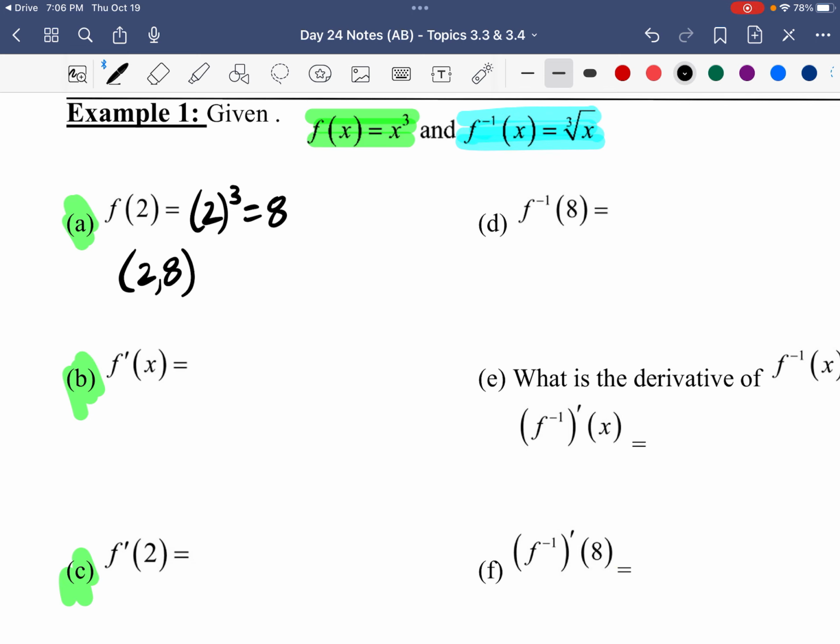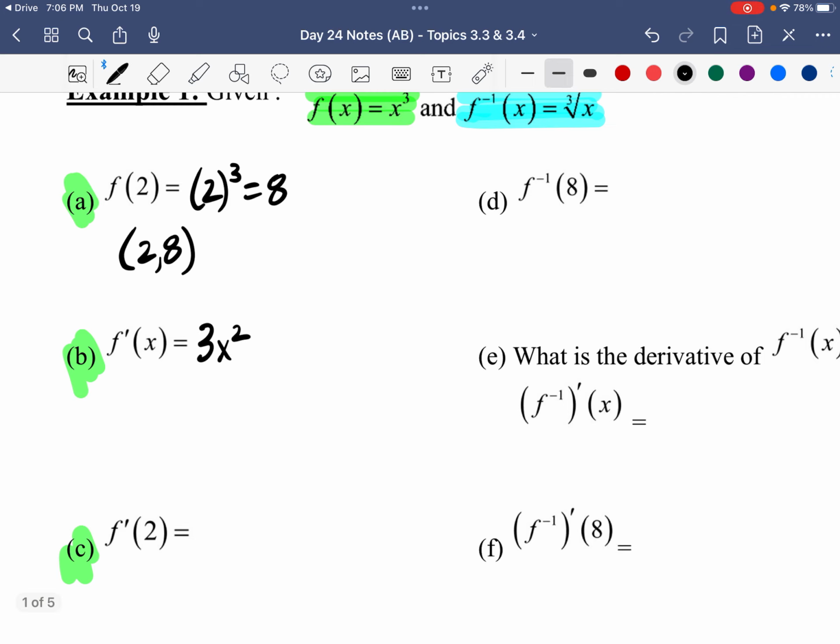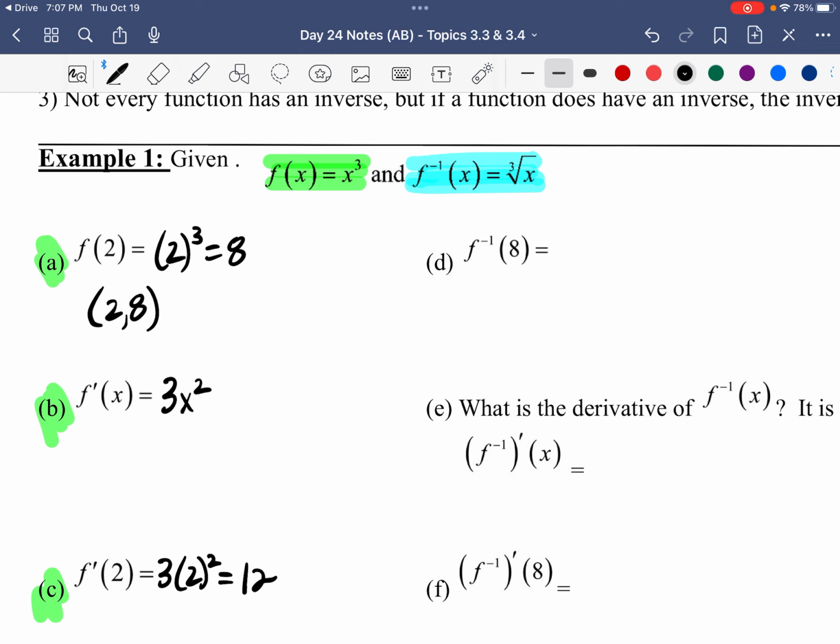All right, f prime of x. Well, if f of x equals x cubed, then f prime of x is 3x squared. And f prime of 2 would be 3 times 2 squared, which is 3 times 4, which is 12. Okay? All right. Now let's look at these inverse functions.